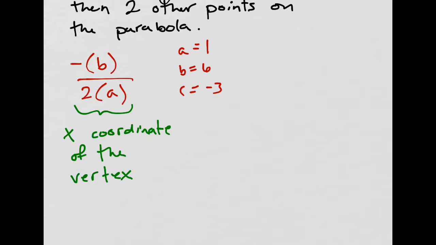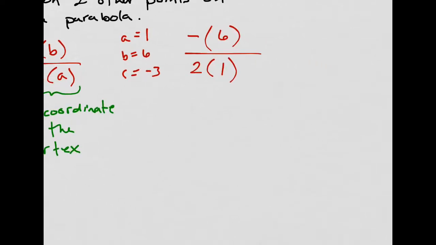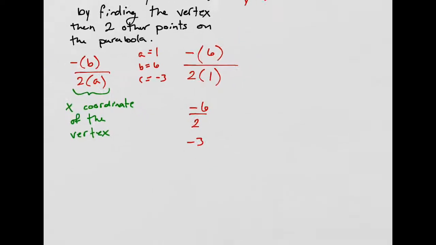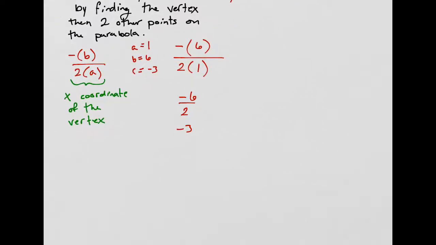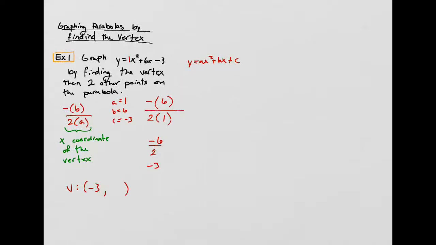So I plugged that in. You can probably do this in your head. It's -6 on the top, and then 2 times a, and a is 1. So then we have -6 over 2, which is just -3. So there we go, we have the x-coordinate of the vertex. It's -3. Normally I wouldn't write all that down, but there you go.